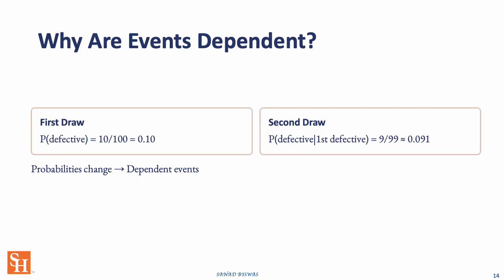Now, the question is whether these two events are independent or dependent. Let's see. For the first event, the probability that it was defective was 10 over 100, which is equivalent to 0.10, and the probability that the second one will be defective given the first one was defective was 9 over 99. So these two numbers are not equal, right? Therefore, the probability is changing here, which indicates these two events are dependent events, right?